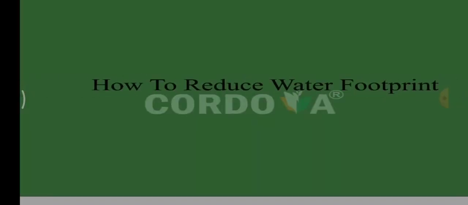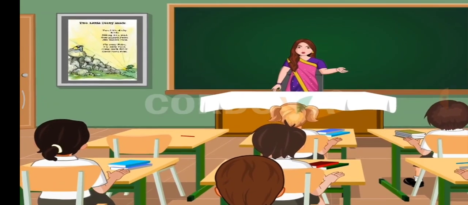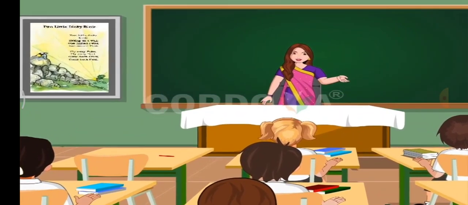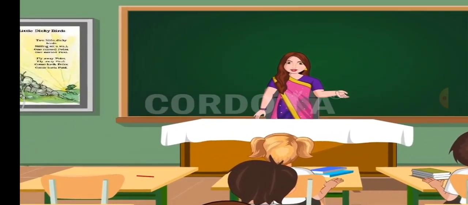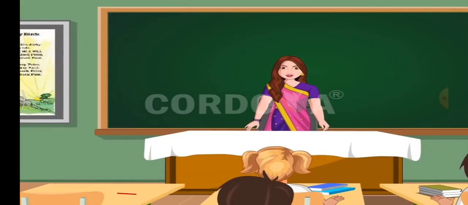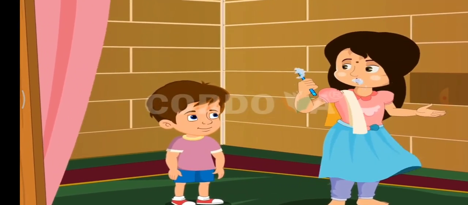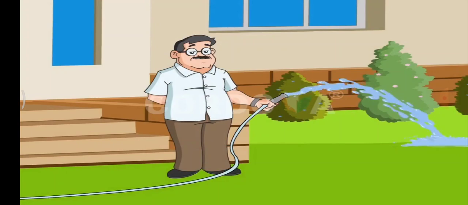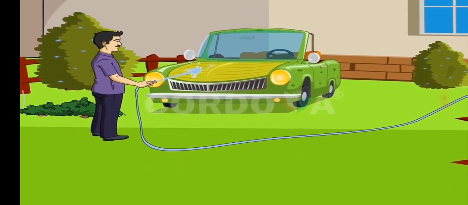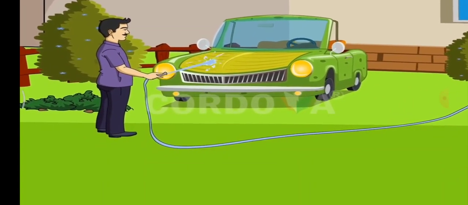How to reduce water footprint? In case of direct footprint, we can do the following: install water-saving toilets and showers. Close the tap while brushing your teeth and shaving. Use recycled water in the garden. Harvest rainwater and use it for recharging groundwater or for secondary uses like washing cars and gardening.